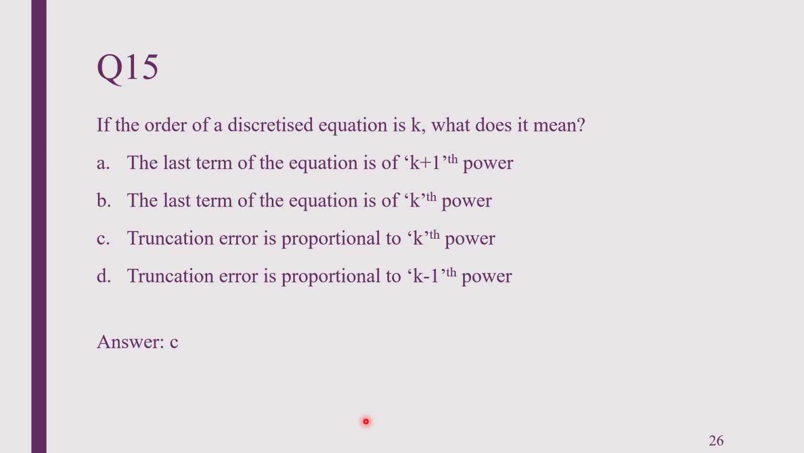So coming back to the question, if the order of a discretized equation is k, what does it mean? Option A, last term of the equation is of (k plus 1)th power. Option B, last term of the equation is of kth power. Option C, truncation error is proportional to kth power. Option D, truncation error is proportional to (k minus 1)th power.